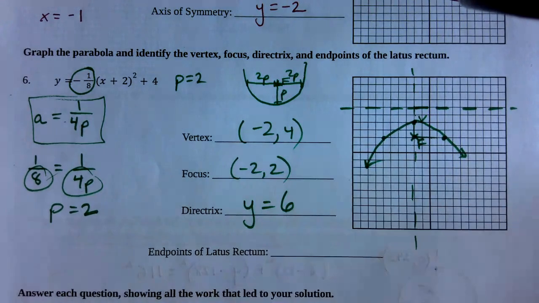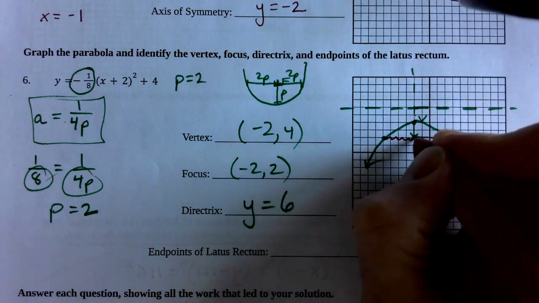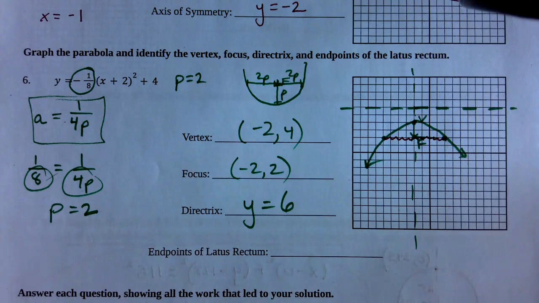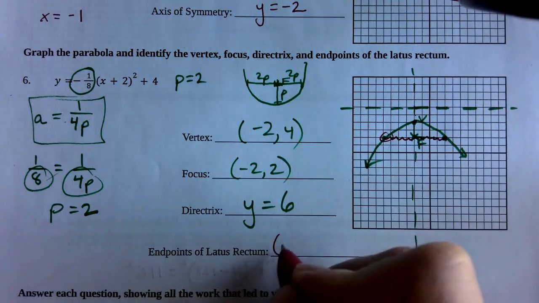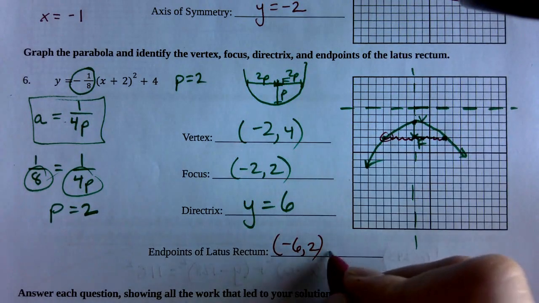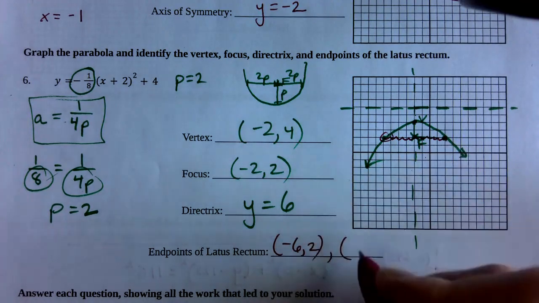I know it won't be necessarily perfect on your other key points, but just so we are aware, let me use a different color here. This is the latus rectum by definition, okay? So they're asking me what are the endpoints. One of them is -6, 2, and then the other one over here is at 2.